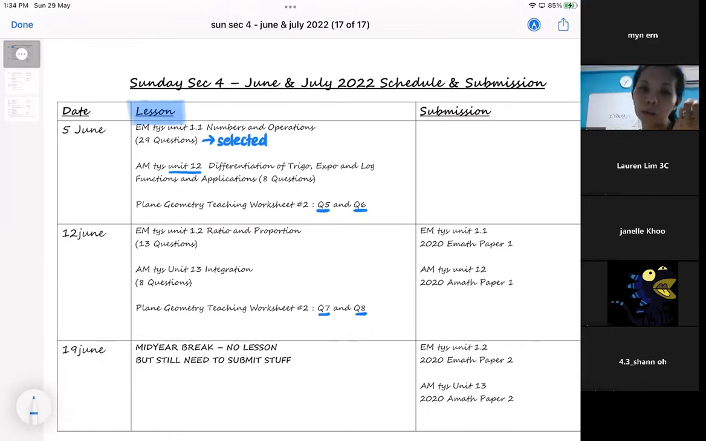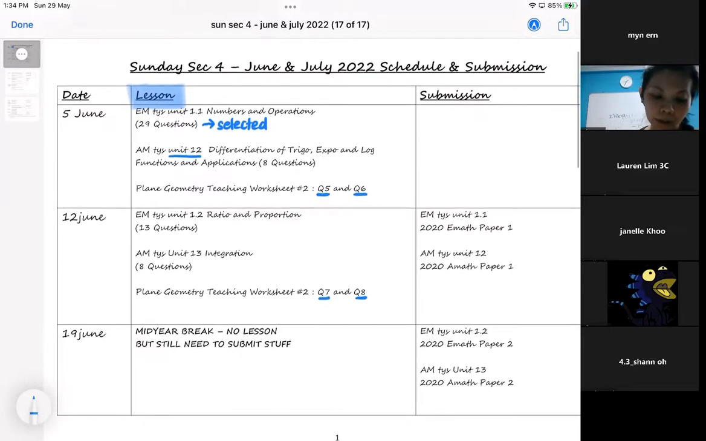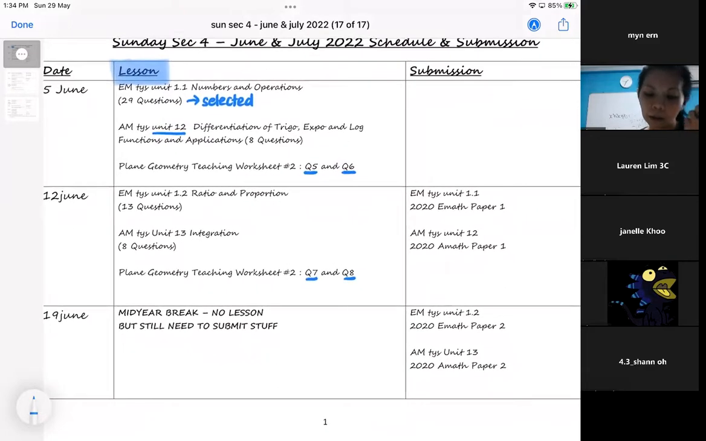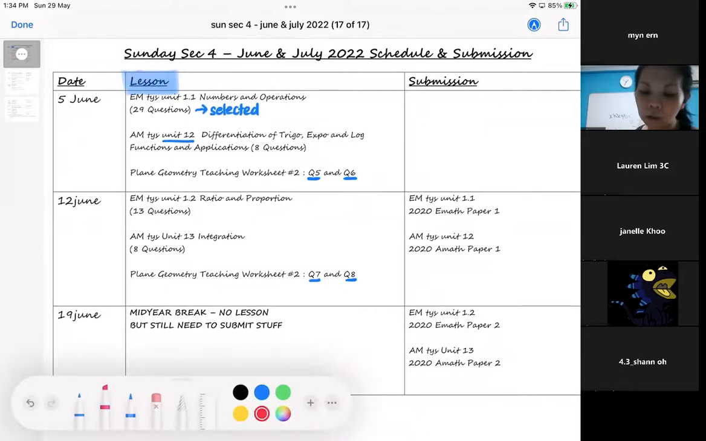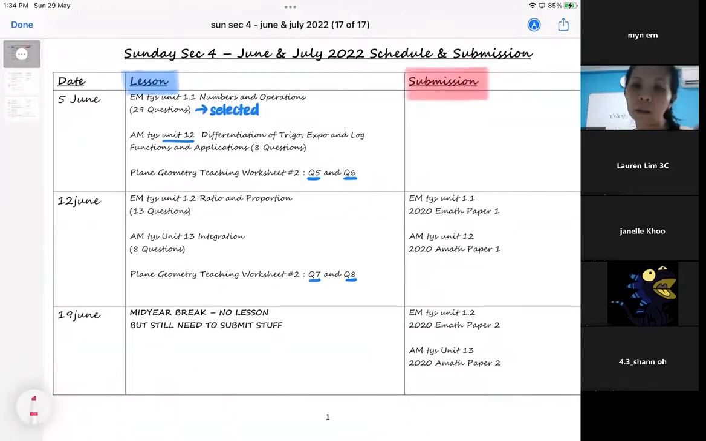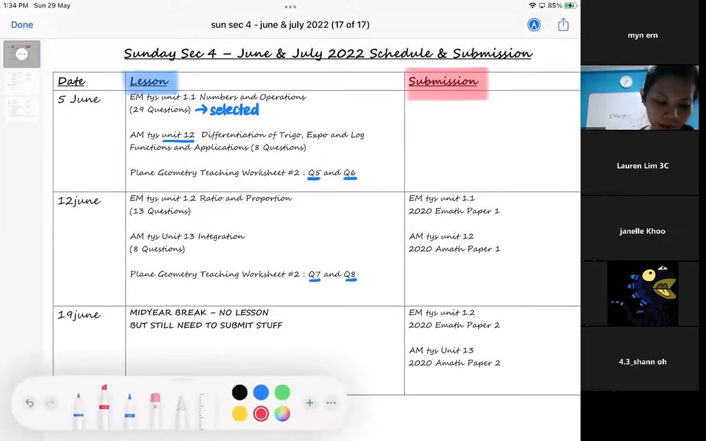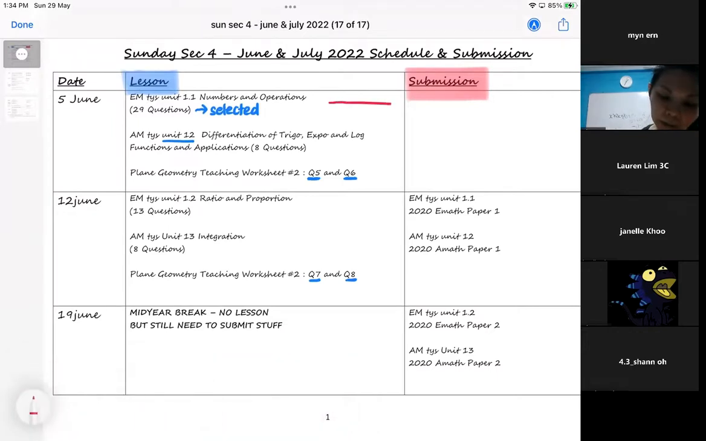So what you will need to take note of is, what am I doing during the lesson? Get your things ready for the lesson. The more critical one is, what are you submitting? For example, if next week we are doing selected questions for 1.1, your job is to submit the next week. If we are doing unit 12 for A-Math, your job is also to submit next week. So it will flow something like this.